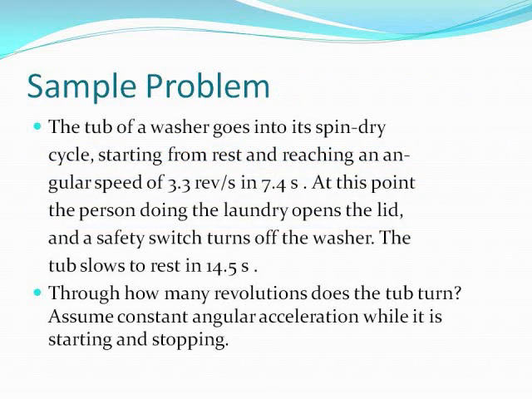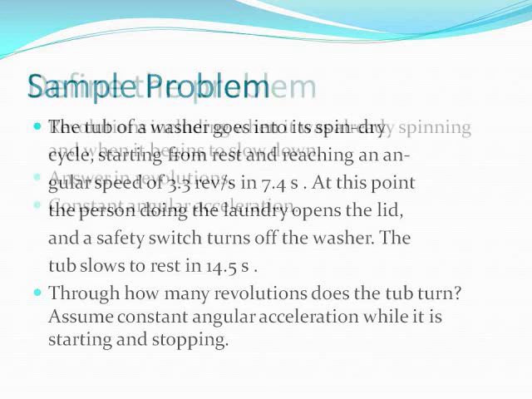Okay, so the problem states the tub of a washer goes into its spin-dry cycle starting from rest and reaching an angular speed of 3.3 revolutions per second in 7.4 seconds. At this point, the person doing the laundry opens the lid, and a safety switch turns off the washer. The tub slows to rest in 14.5 seconds. So the question is, through how many revolutions does the tub turn? Assume constant angular acceleration while it's starting and stopping.